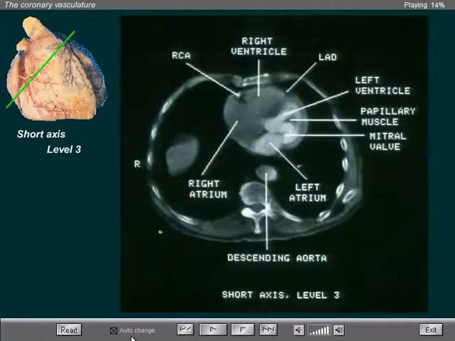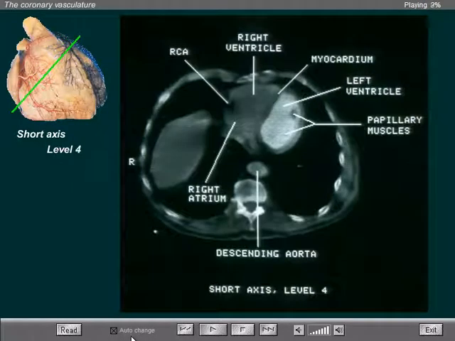In the third level, we see faintly the aorta, distinctly the left atrium, and some contrast is noted in the left ventricle. In the fourth anatomical level of the short axis, we see opacification of the left ventricular chamber and filling defects that represent some of the papillary muscles.